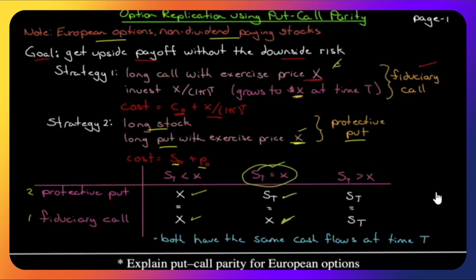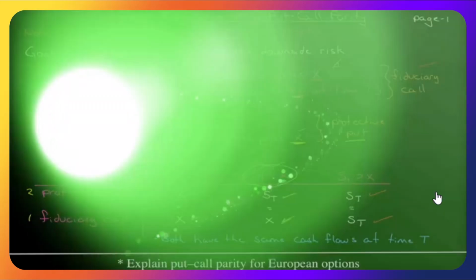And now let's look at the stock price above the strike price. Begin with the protective put. Would we exercise the put if the stock was worth more than the strike price? No. We would just hold the stock, which is the value of ST. What about the long call? Well, we would exercise the call. Our investment grew to the strike price X. We would give the other person that money and they would give us the stock. And what would we have? ST. Both have the same cash flows at time T.